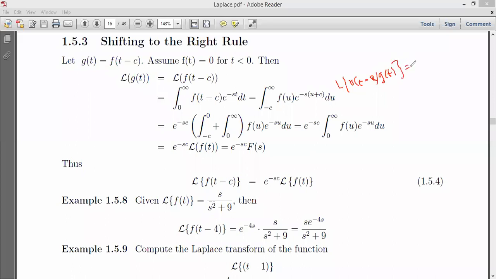And we said this was equal to e to the minus sa, and this was L of g(t plus a). So we are trying to associate these shift properties with this here. We discussed change of scale, and we looked at applications, and then we have this here.